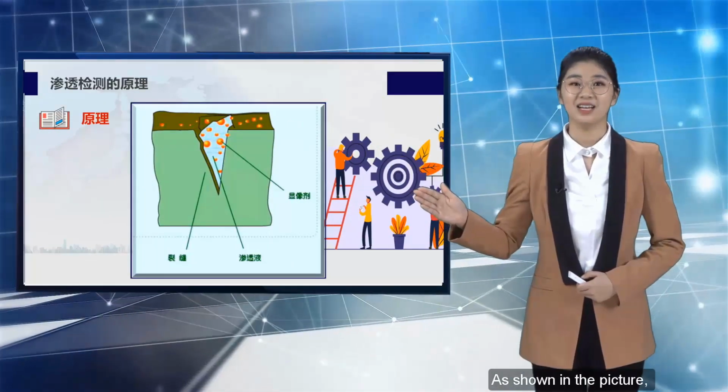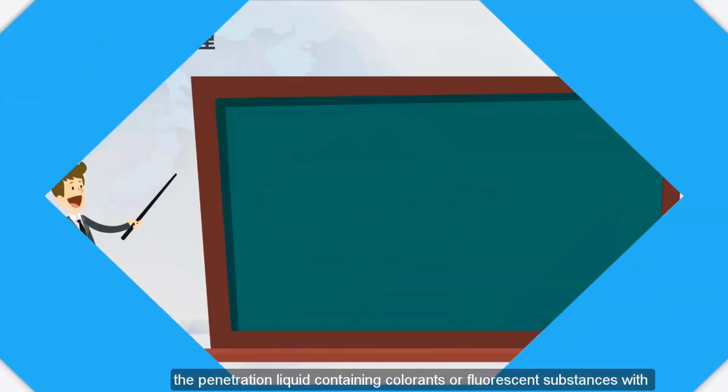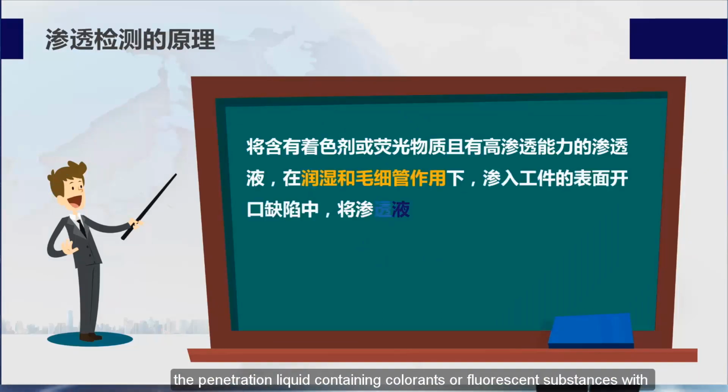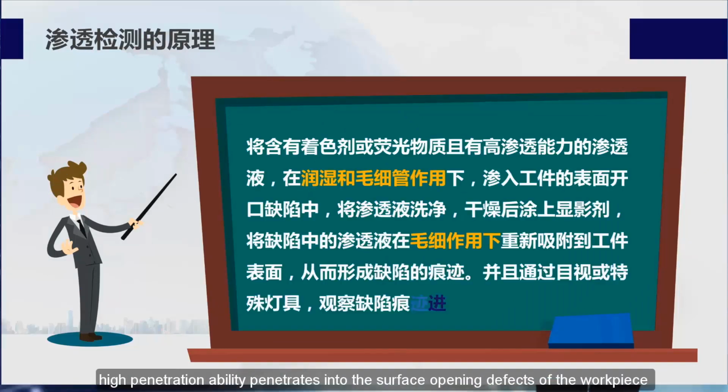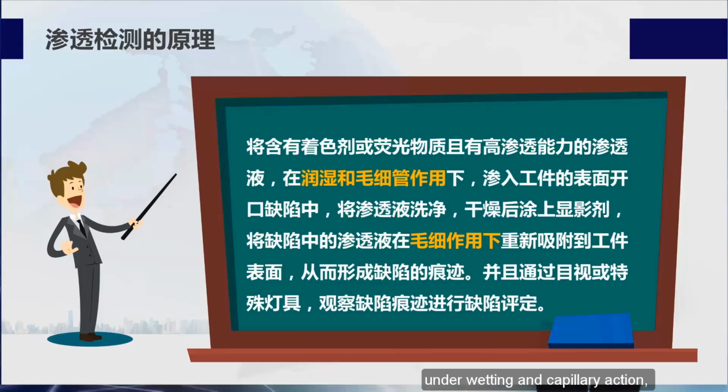As shown in the picture, penetration testing: the penetration liquid containing colorants or fluorescent substances with high penetration ability penetrates into the surface opening defects of the workpiece under wetting and capillary action, and the penetration liquid is then washed off and the workpiece dried. After the developer is applied, the penetrant in the defect is reabsorbed to the surface of the workpiece under the action of capillary, thereby forming the trace of the defect. And through visual inspection or special lamps, observe the traces of defects for defect assessment.